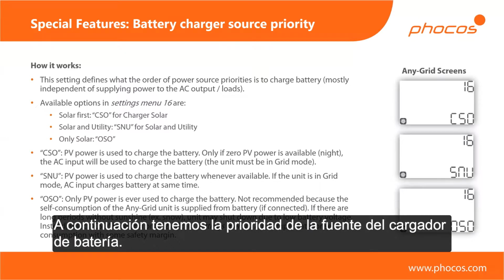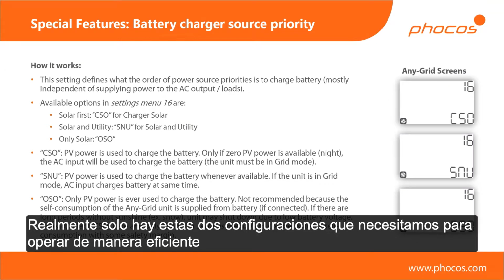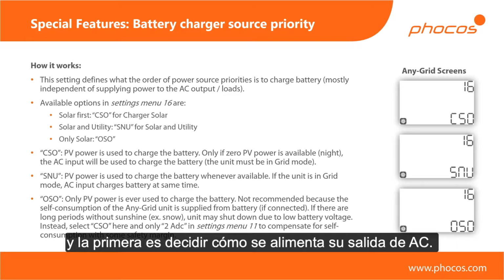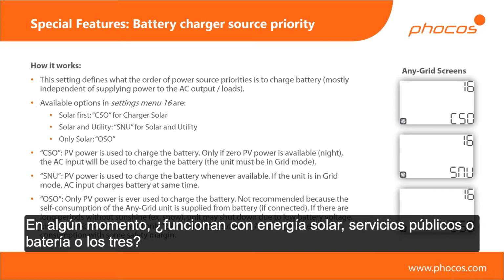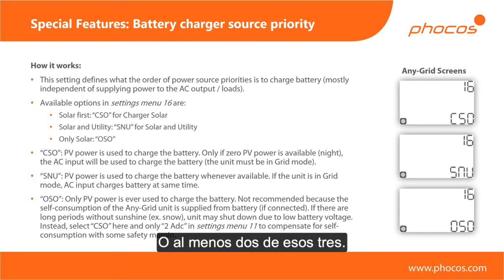Next, we have the battery charger source priority. So really, there's only these two priority settings that we need to operate efficiently. The first one was deciding how your AC output is powered. So how are your loads powered? At any one time, are they powered by solar, utility, or battery, or all three? Or at least two of those three.